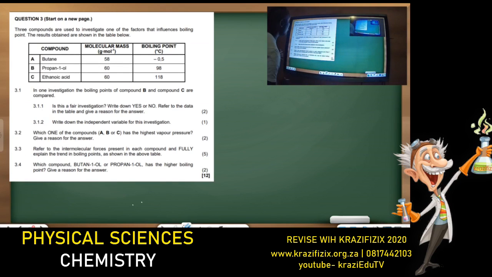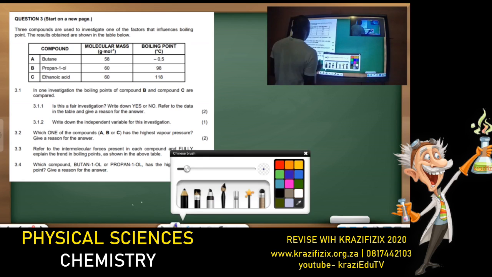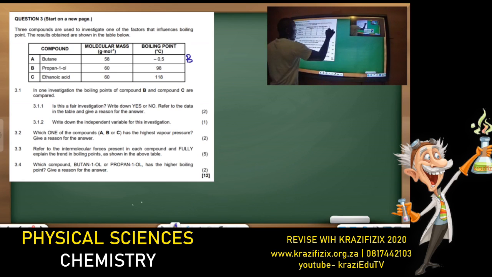Okay. Now, 3 compounds are used to investigate one of the factors that influences boiling point. The results obtained are shown in the table below. Let's see what we're talking about. We have butane, the first one, just in case it's not clear. You have butane, so let me say an alkane here. So this is an alkane. That's an alcohol. And that is a carboxylic acid. Now, in one investigation, let's check something here. The molar masses are fairly equal, 58, 60, and 60.